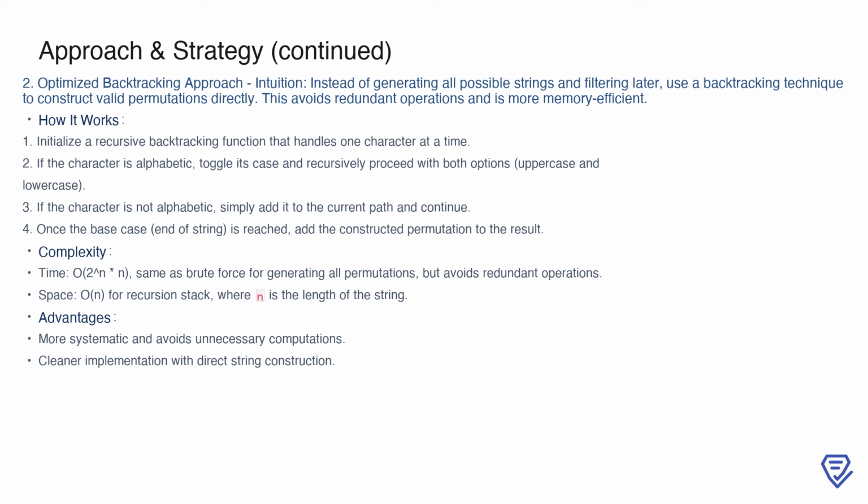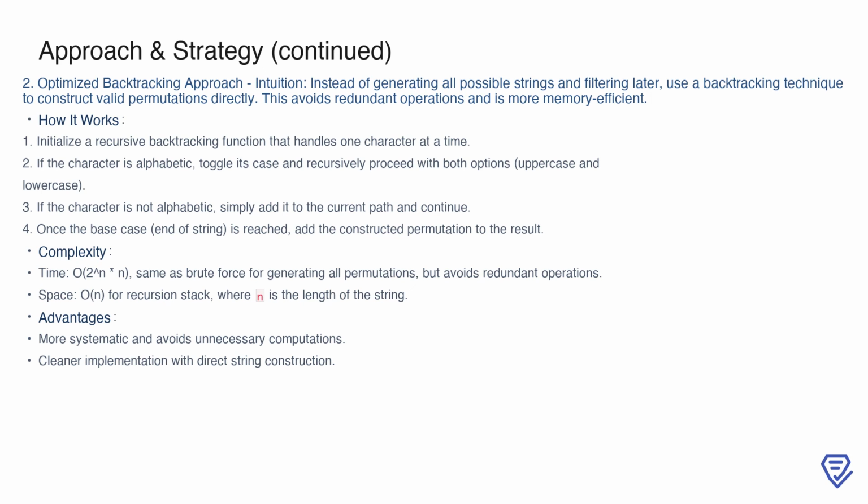A better strategy is the optimized backtracking approach. Instead of generating all possible strings and then filtering, backtracking directly constructs valid permutations step by step. This avoids redundant computations and is more memory efficient. The process starts with a recursive function that processes one character at a time. If the character is alphabetic, we toggle its case and proceed recursively with both uppercase and lowercase options. For non-alphabetic characters, we simply add them to the current path and move forward.